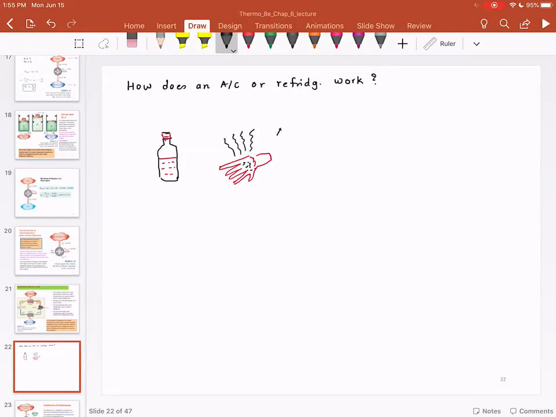So as rubbing alcohol evaporates, it absorbs heat from the palm. What is the consequence of this? Your palm feels cool.